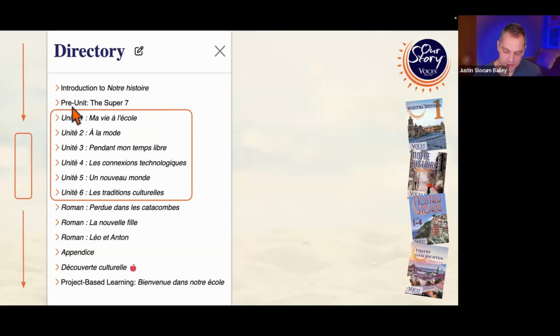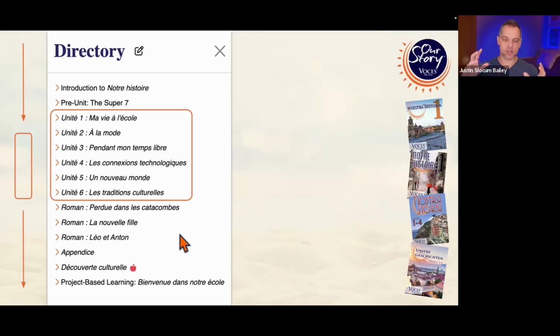So these items here represent this first arrow. Then you have the core content. And then after the core content, you have a bunch of other items that you can use either as supplements or that you can move on to, such as if you want to use one of these built-in novels, you can use them as supplements at some time during the year, or as a capstone at the end of the year. And there's also ancillary content that comes afterwards.